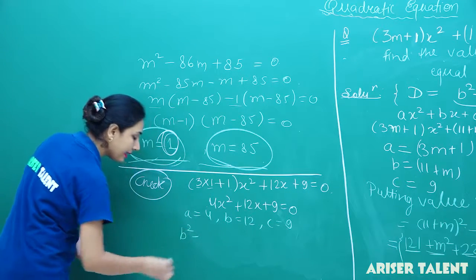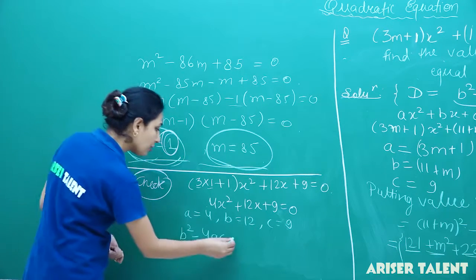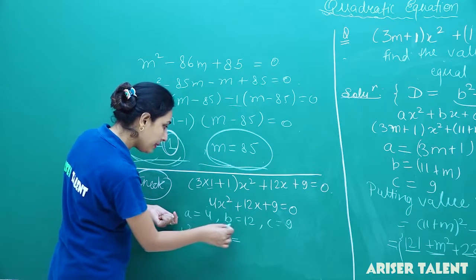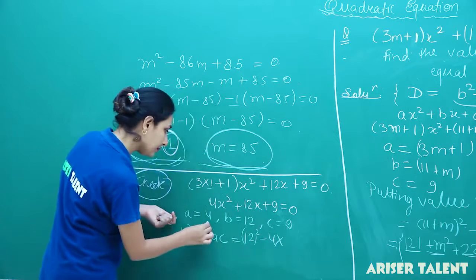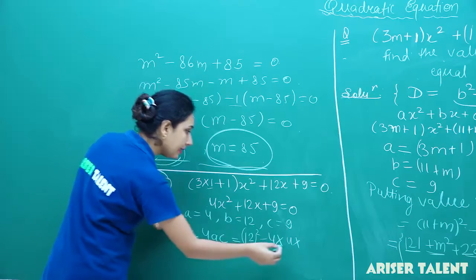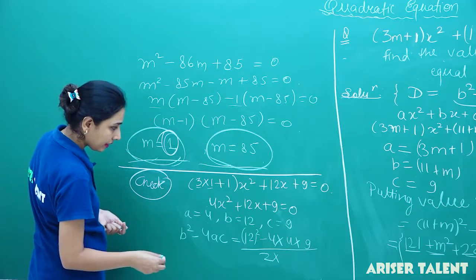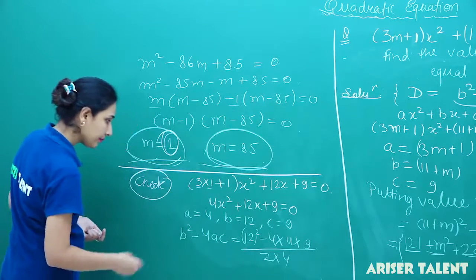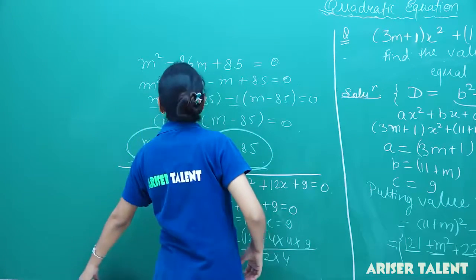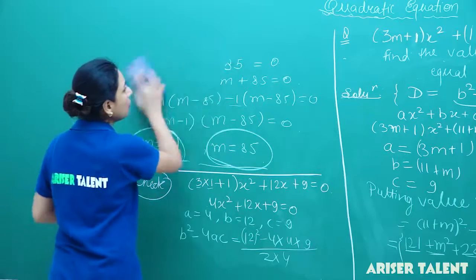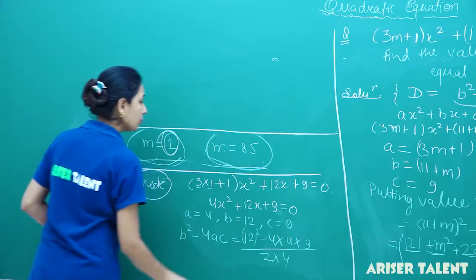Now, b square minus 4ac. Okay. The value of b square minus 4ac will be giving you what? B square is 12 square minus 4 multiplied by a, which is 4, and c is 9. Now a is 4. Okay. So this will give you what? I am just rubbing this portion. Okay. You have your answers here now. So these are the roots.